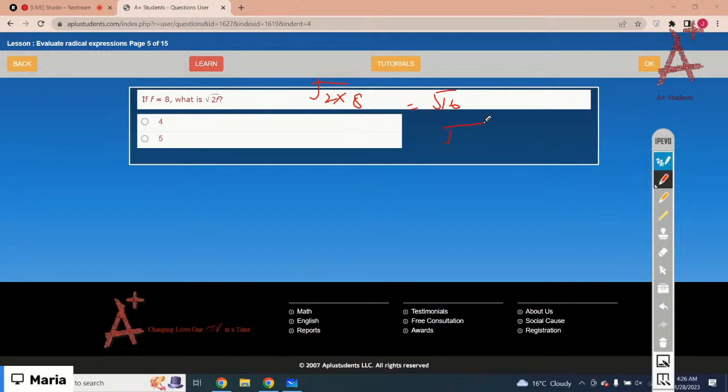And we can write 16 as 4 times 4. That is 4 squared. The square and square root cancel out, so you are left with 4. That means the correct option is 4. Got it? So just select the correct option and click on the OK button.